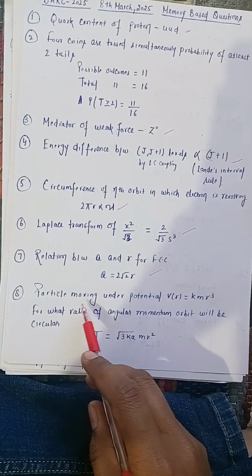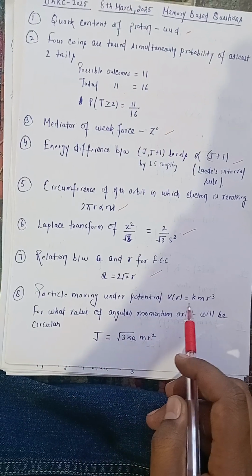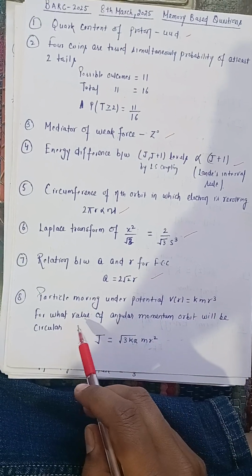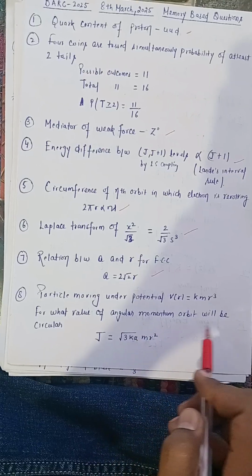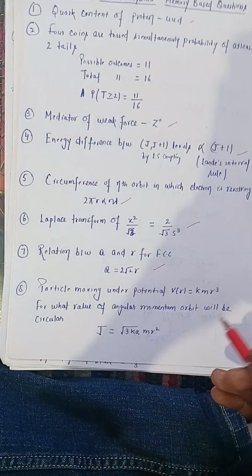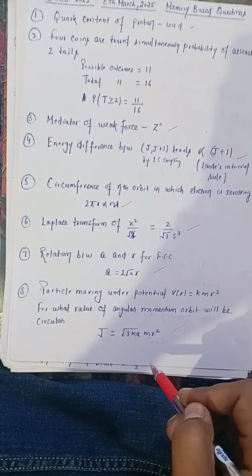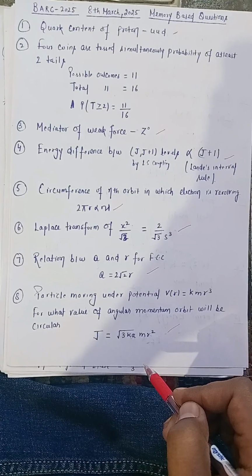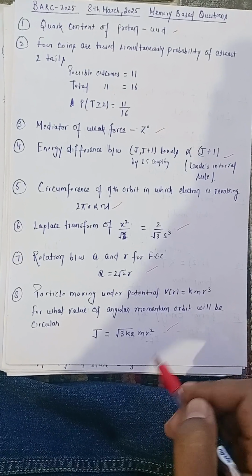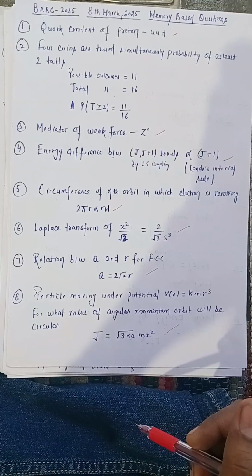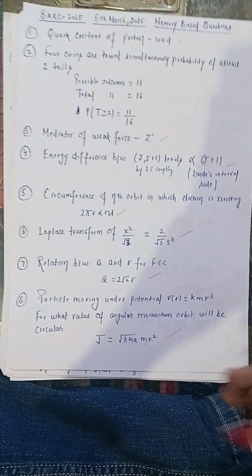Then next question is a particle is moving under the potential V(r) is equal to k m r cube. So for what value of angular momentum orbit will be circular? So we can find it by using the concept of effective potential. So if the derivative of effective potential is 0, then from there we can solve it.